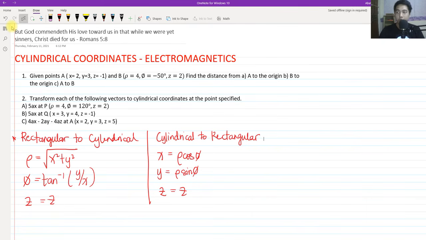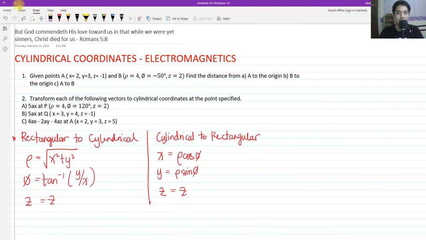Hi, so for today we're going to talk about cylindrical coordinates. This is still a part of our lesson about electromagnetics, a very major subject in electronics engineering. We're going to solve two problems, and in this video we'll learn how to convert rectangular to cylindrical and from cylindrical coordinates to rectangular coordinates.